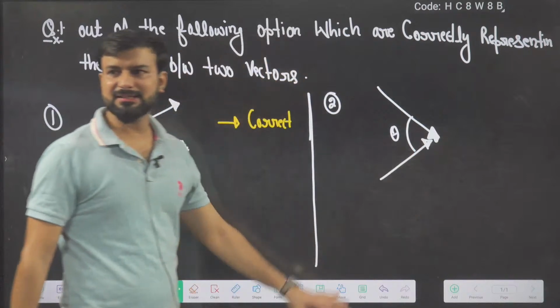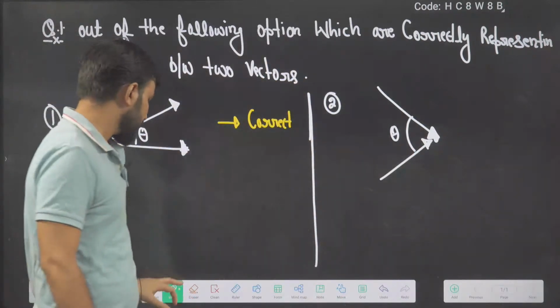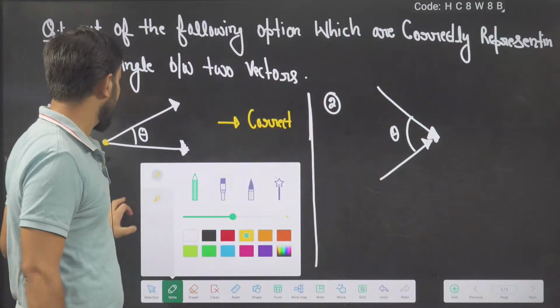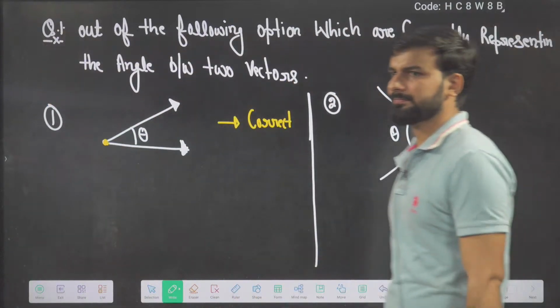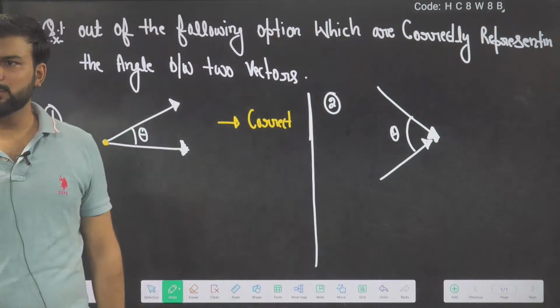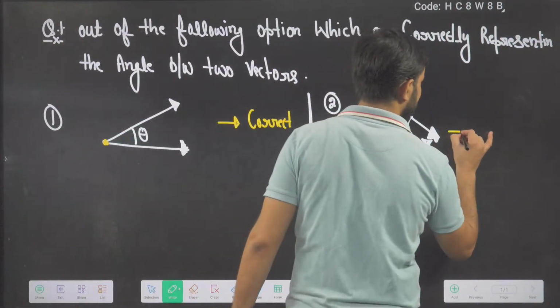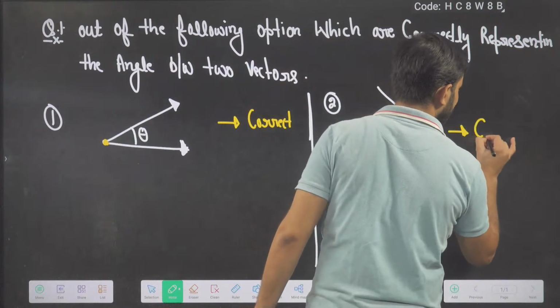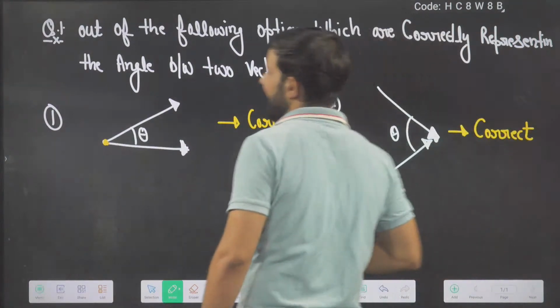This is the angle shown in this diagram. Correct. Very good. What is the reason it is correct? At this point, what is matching? Heads. Here the heads of the vectors are matching, and that is why this is correctly representing the angle between two vectors. So this diagram is correct.